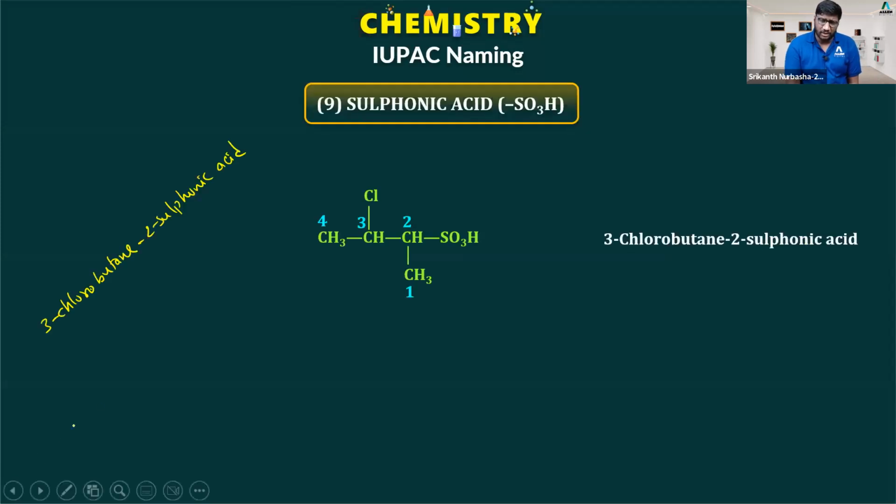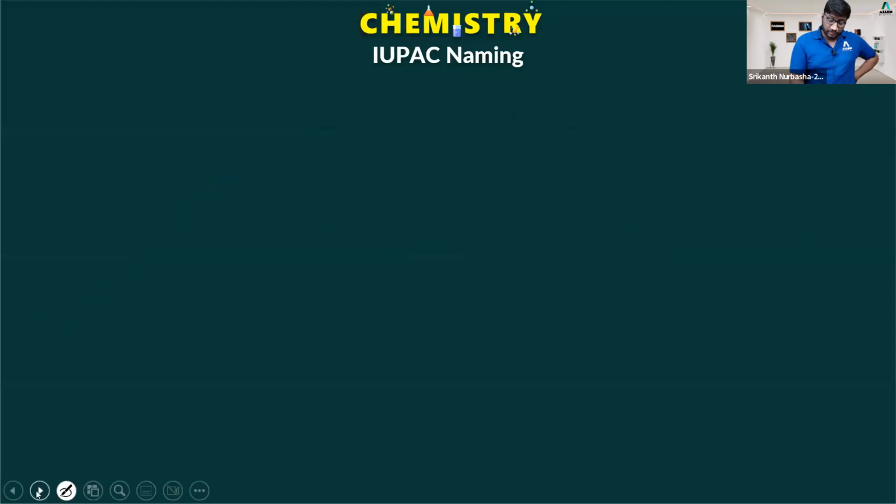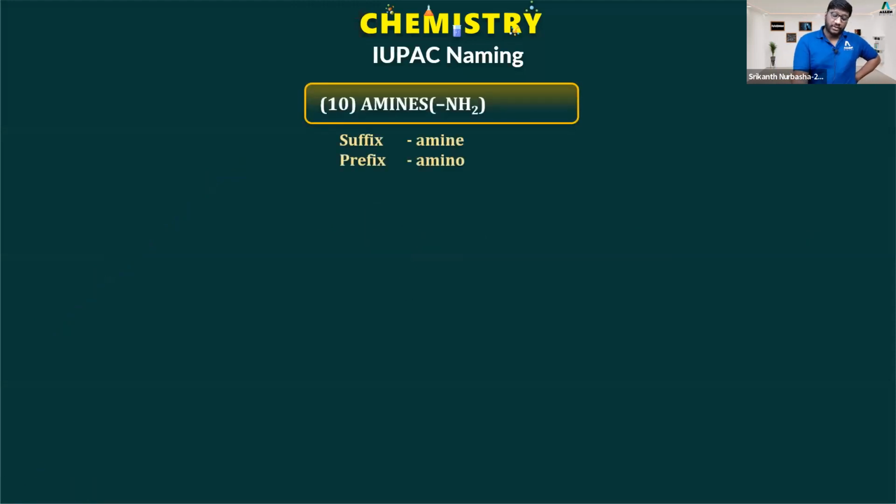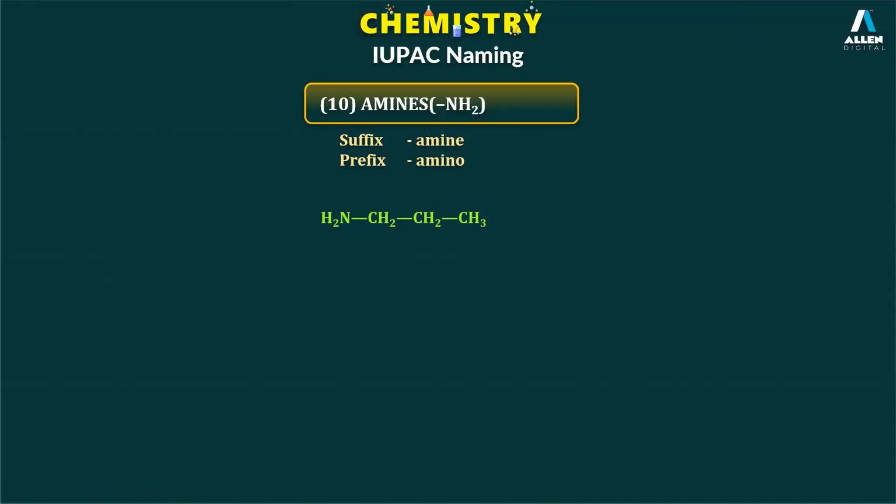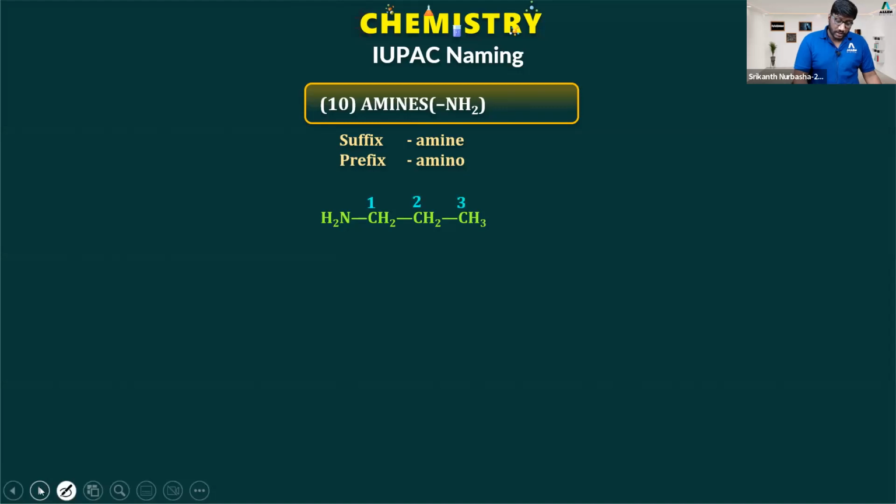That is because we just have to follow the order: secondary prefix, primary prefix, root word, primary suffix, secondary suffix. For amines, the suffix is amine, the prefix is amino. Try to name this compound: NH2, CH2, CH2, CH3. NH2, CH2, CH2, CH2. Like propane, propanamine. You have to give numbering 1 because NH2 can also be on the second position. Propan-1-amine.